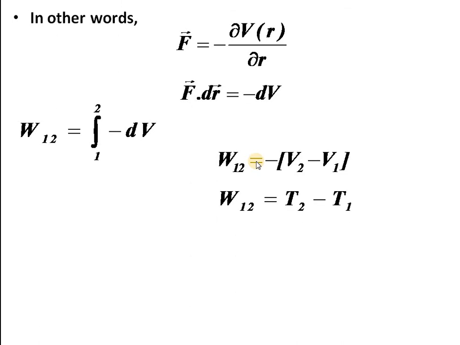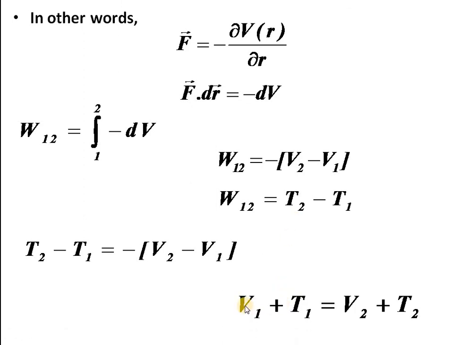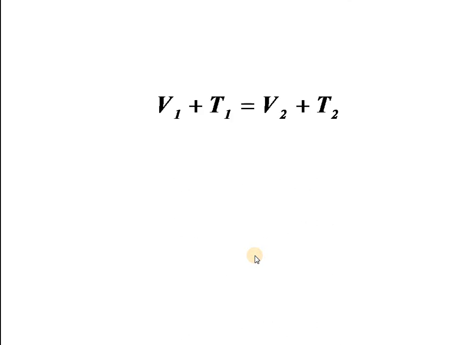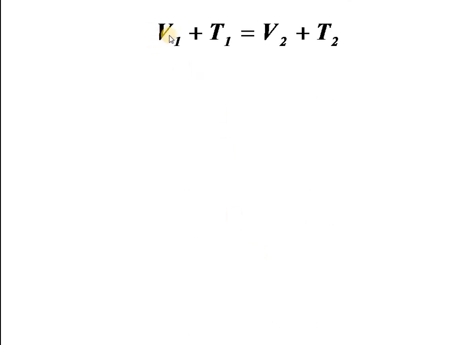Okay. So initially we had W1 equal T2 minus T1, as we have seen in the previous case. So since both are the same, you can equate them: T2 minus T1 equals minus (V2 minus V1). You just rearrange this equation. You get V1 plus T1 equal V2 plus T2. Okay, so always V1 is the potential part and T1 is the kinetic part.